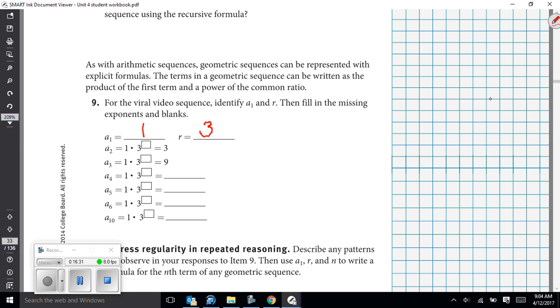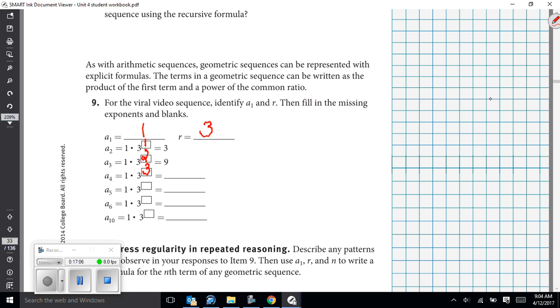Alright, so writing for stage 2, we have our first term times 3 to the what power gives us 3? 1, right? Because 1 times 3 is 3. And then 1 times 3 to what power is 9? Right, because you're taking your stage number, and then your power is n minus 1.